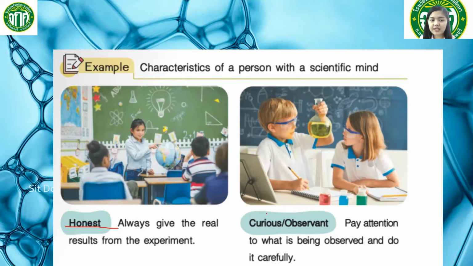Next here we have curious or observant. Pay attention to what is being observed and do it carefully. So you have to be observant. You have to pay attention. Again, you have to pay attention to what is being observed and you have to do it carefully.